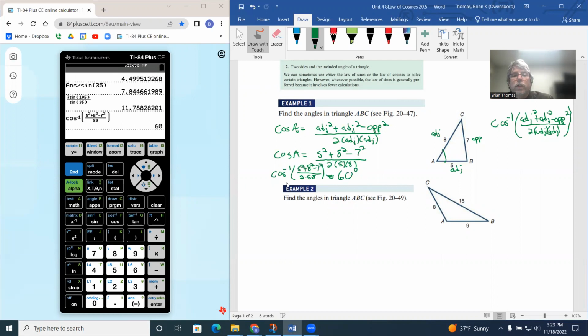So what we just found was angle A. So angle A is 60 degrees. I didn't give myself much room, did I? Let's see if I can make this stuff move here.